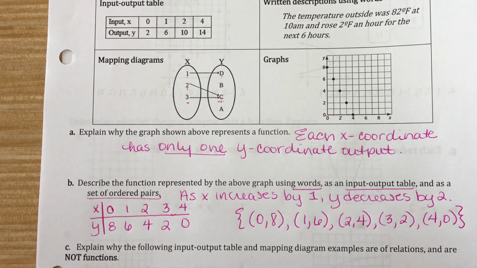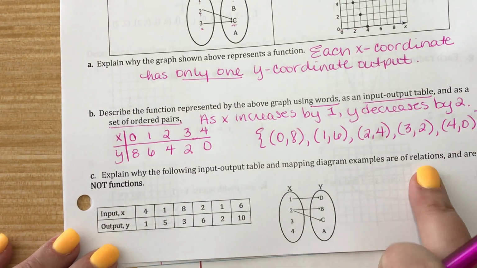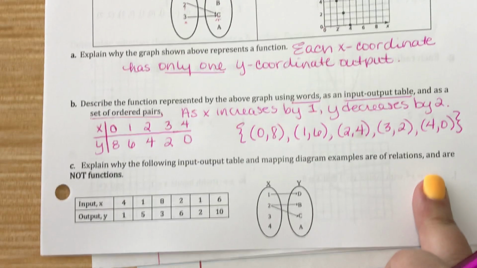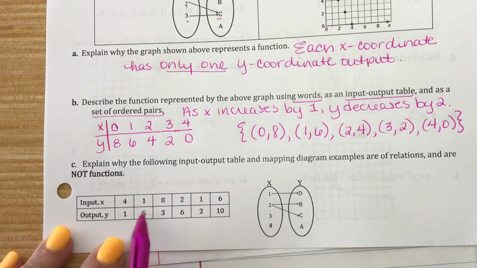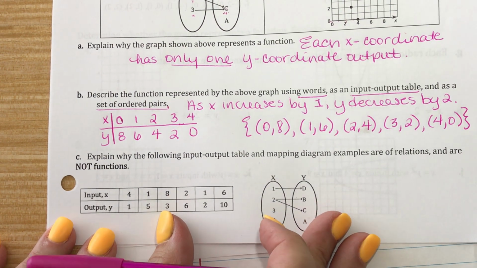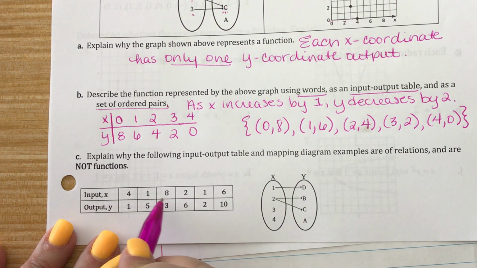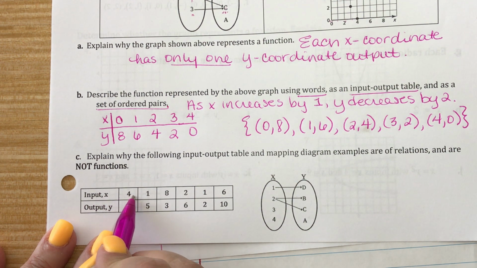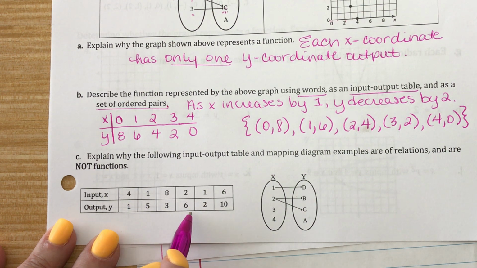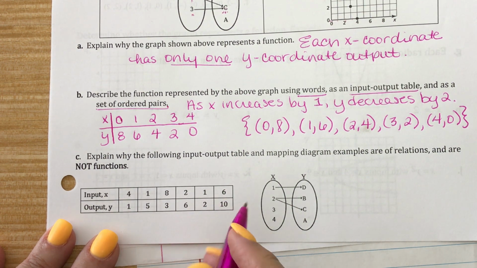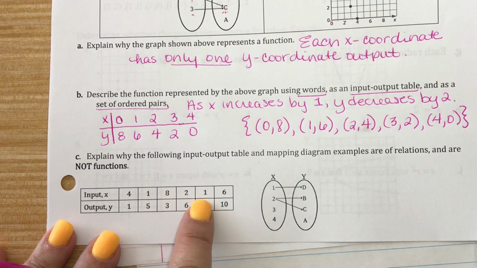Okay. All right, what about C? It says, explain why the following input-output table and mapping diagram are examples of relations and are not functions. So what we're looking for here is some evidence or example where x would be paired up with more than one output. So if I look across, the easiest way to do this on an input-output table is look to see if x repeats at any point, and then see if it does repeat if it has different outputs. So when I look across my x coordinates here, my inputs, I notice right away I have a 1, a 4, 1, 8, 2, 1, 6.